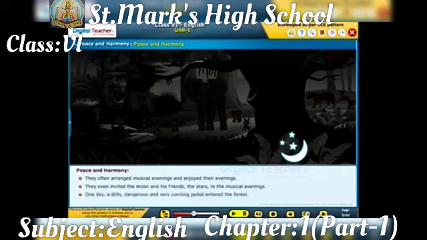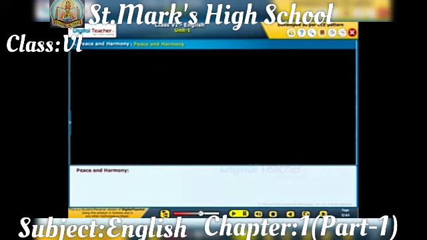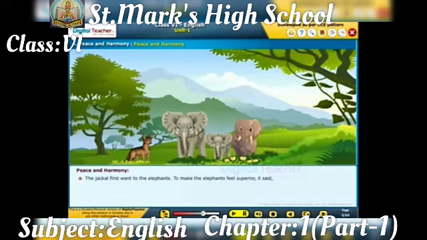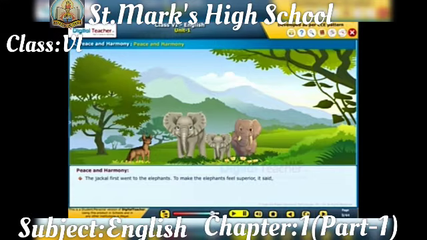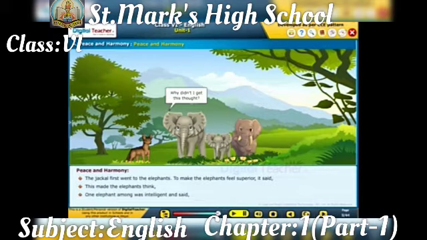One day, a dirty, dangerous, and very cunning jackal entered the forest. With a wicked thought, he talked to the animals when they were with their group. The jackal first went to the elephants. To make the elephants feel superior, it said, "You are elephants, the biggest animals in the forest. Why do you play with these small animals like squirrels and rabbits?" This made the elephants think, "Why didn't I get this thought?" One elephant among them was intelligent and said, "Don't fall for his words."